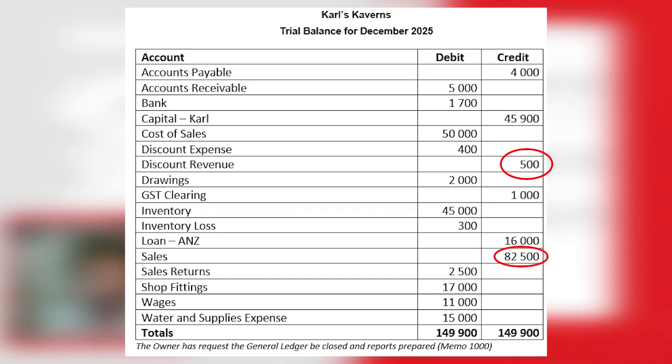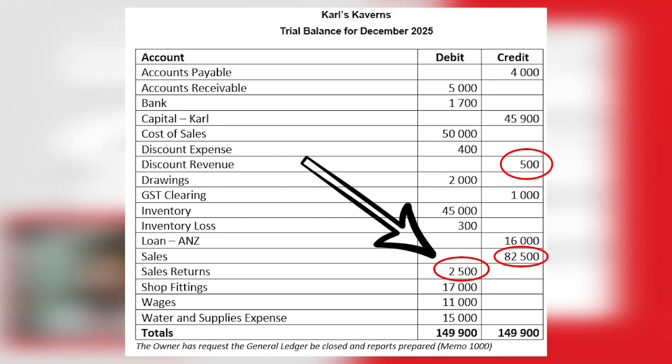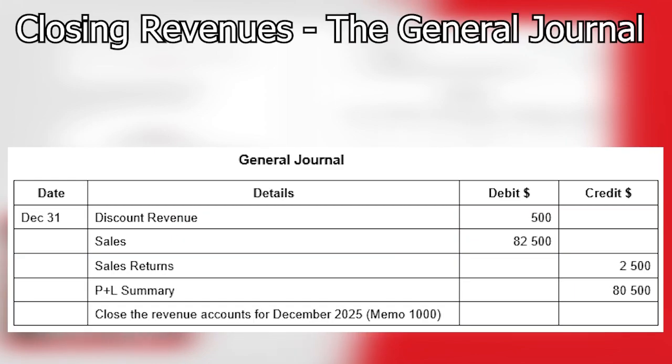There's no inventory gains, so we don't have to worry about that. But the other one we're going to tie in here is sales returns, and the reason we're going to tie sales returns in is because that links to sales. So we need to close those accounts off. So how does that look in the general journal? You can see here, on this December 31st, we've got discount revenue, sales returns.